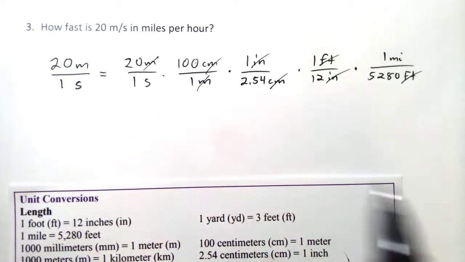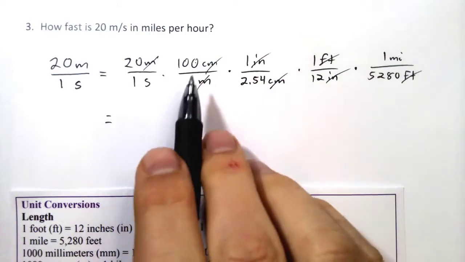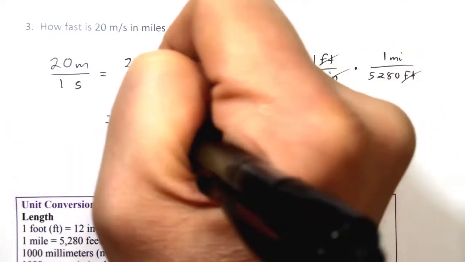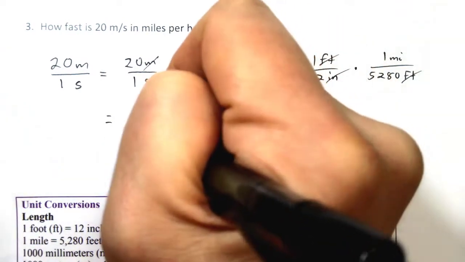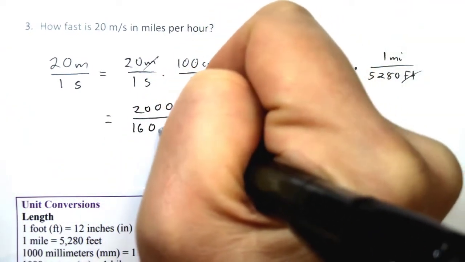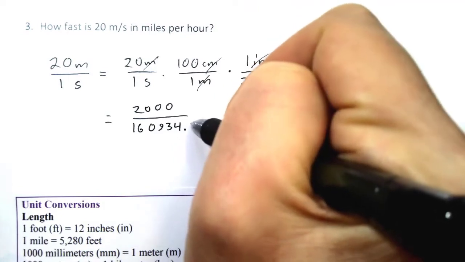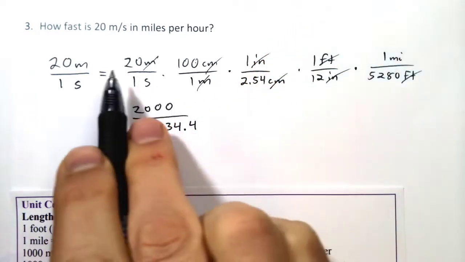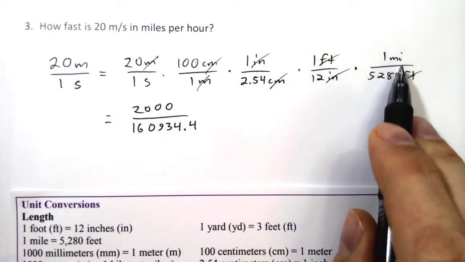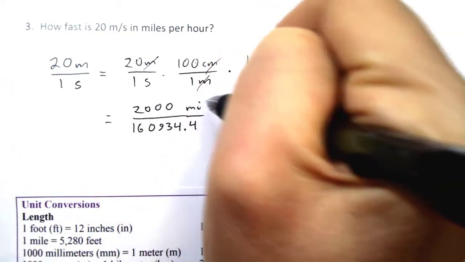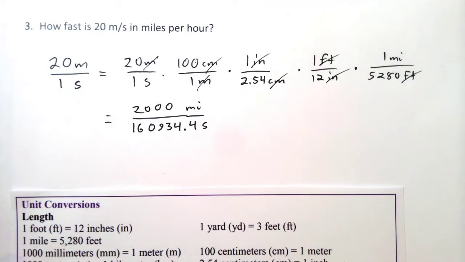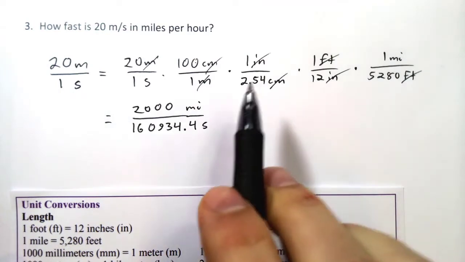What do we get? Well, in the numerator, 20 times 100, that's just 2,000. And in the denominator, we get 16,0934.4. And what units are left? Well, these are miles per second. So I'll just write miles up here and second over here. Okay, well, we got miles per second.